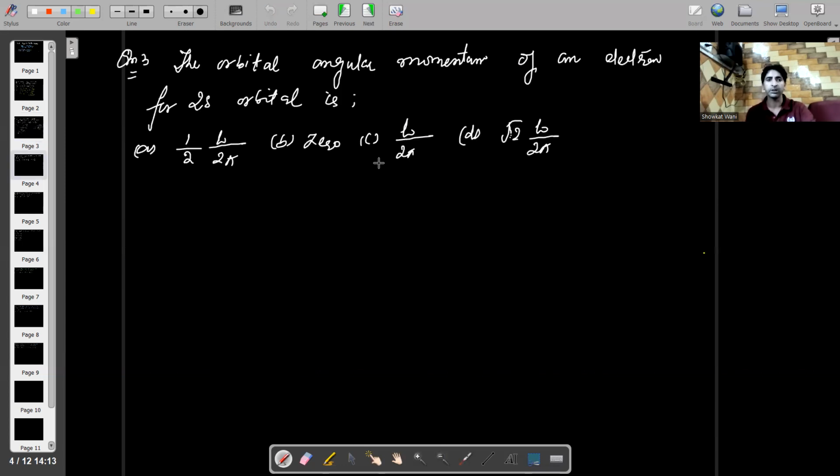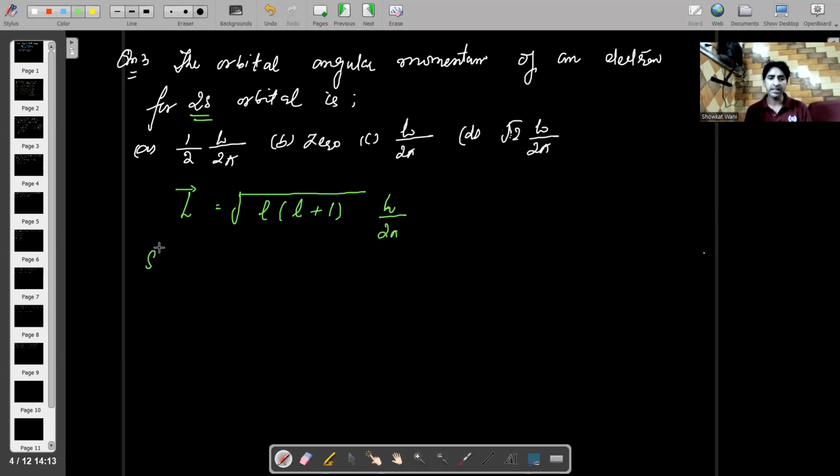So this is our next question: the orbital angular momentum of an electron for a 2s orbital. We have to determine the orbital angular momentum of an electron for a 2s orbital. The orbital angular momentum of an electron, L, is given by root of l into l plus 1, h cross, or h over 2 pi. So this is the general formula.